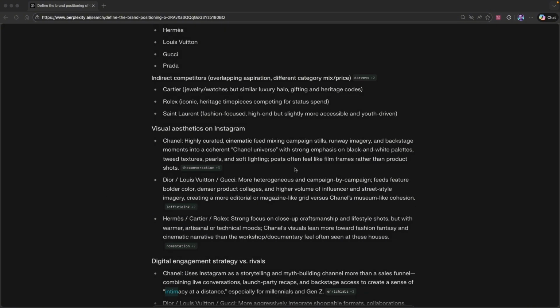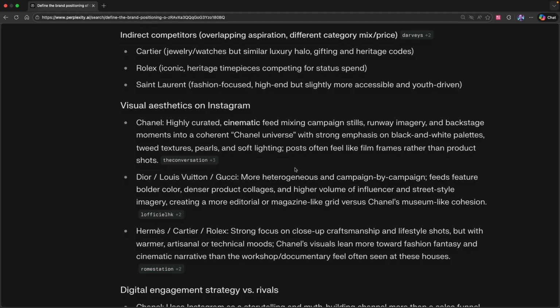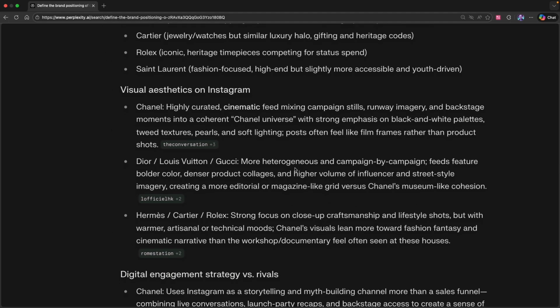So now we are looking at the visual aesthetic on Instagram. This is the gold mine for content creators. The AI makes a brilliant distinction here. It says Chanel's feed is cinematic and has museum-like composition. It feels like film frames, black and white, tweed, pearls.